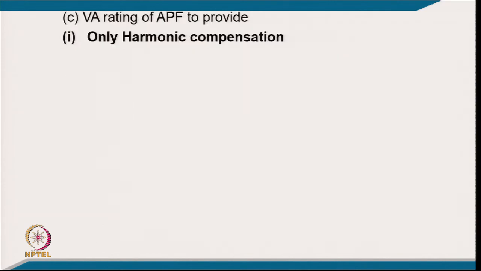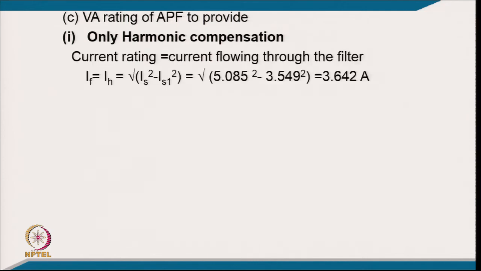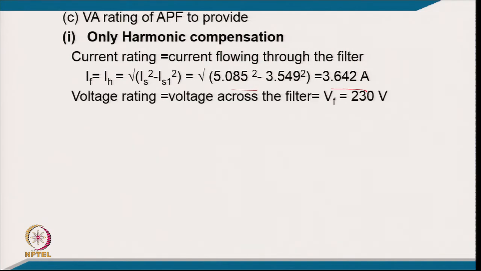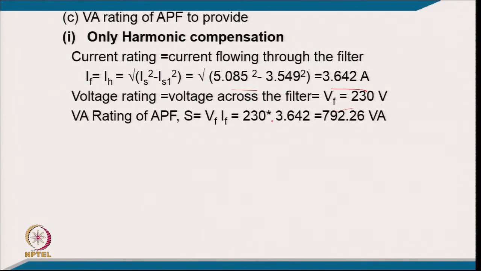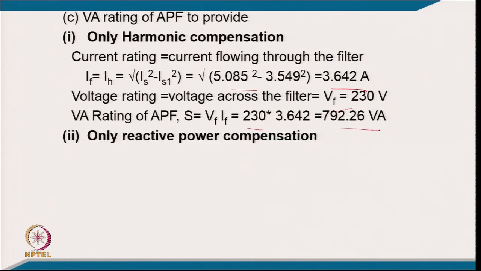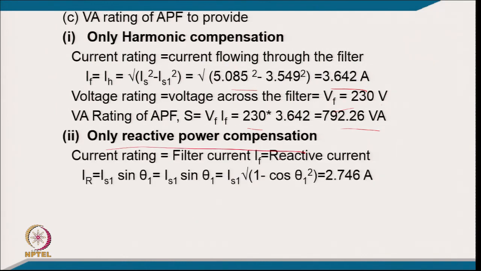So, the VA rating of the active filter to provide only harmonic compensation: the current rating equals the current flowing into the filter, IF = IH = the square root of IS square minus IS1 square, which comes to 3.641 ampere. This is only the harmonic current, and the voltage rating across the filter is the same 230 volt as the supply voltage because it is connected in shunt. Putting in the values, VF IF = 230 into 3.642, that is 792.26 VA. And if we want only reactive power compensation, then the current rating of the filter will be only the reactive current.